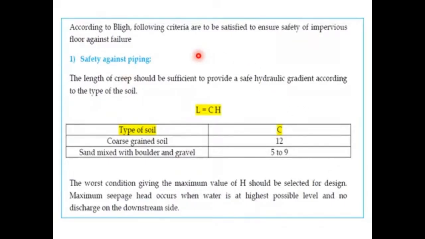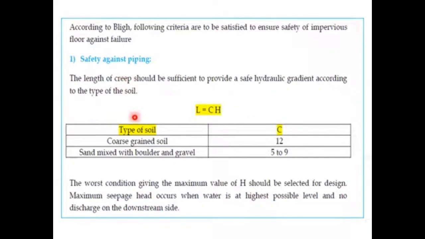According to Bligh, the following criteria have to be satisfied to ensure the safety of the impervious floor against failure. First is the safety against piping. Here the length of the creep should be sufficient to provide a safe hydraulic gradient according to the type of soil. For example, if you have a coarse grained soil, then C should be around 12, and for sand mixed with boulder or gravel, C is around 5 to 9. The length of the impervious floor should be such that the exit gradient is within the permissible gradient. Then you can prevent the hydraulic structure against piping failure.